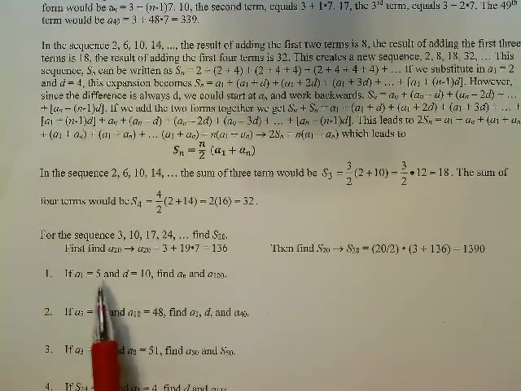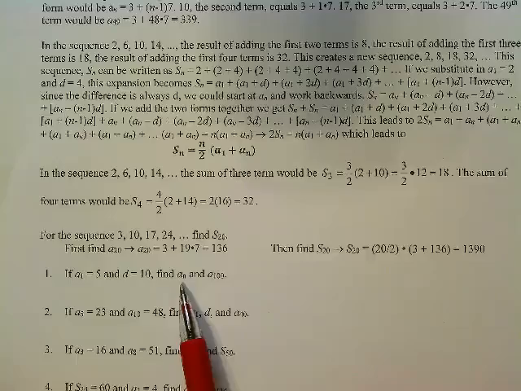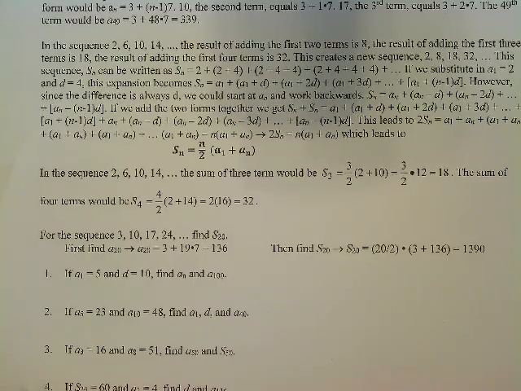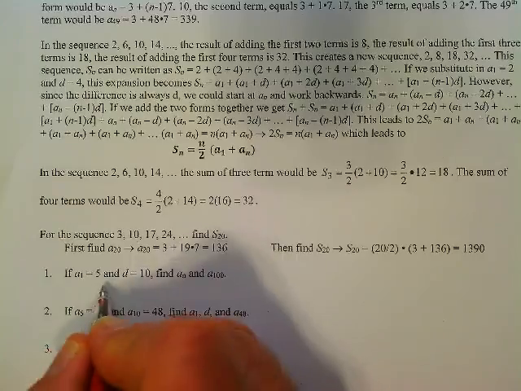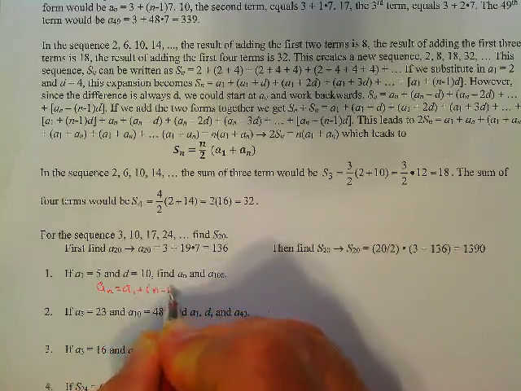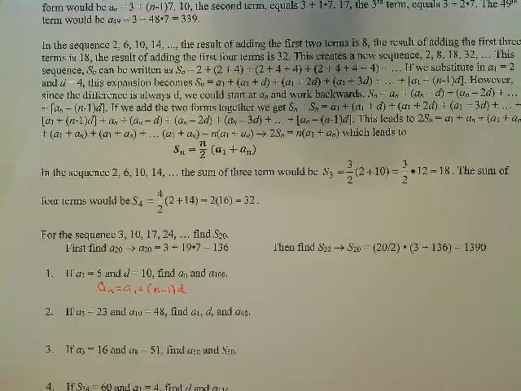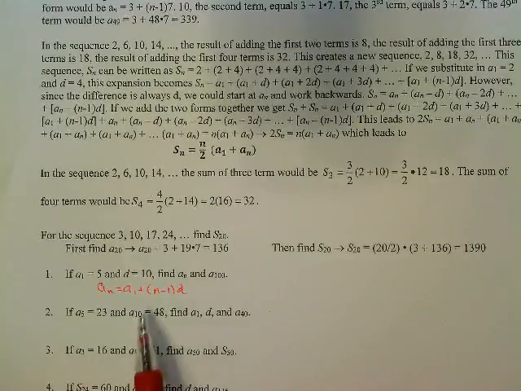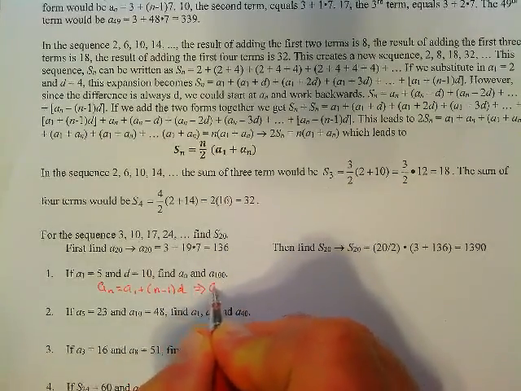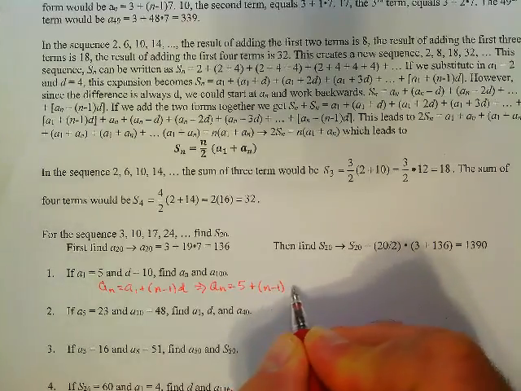Alright, so we've been given that A1 is 5 and D is 10. Find AN and A100. So AN is just the general form for A1 is 5 and D is 10, and then we're going to use that to find A100. So first off, AN is A1 plus n minus 1 times D. That's always the general form for an arithmetic sequence or series. And here I'm just going to plug in the A1 and the D. And so AN equals 5 plus n minus 1 times 10.